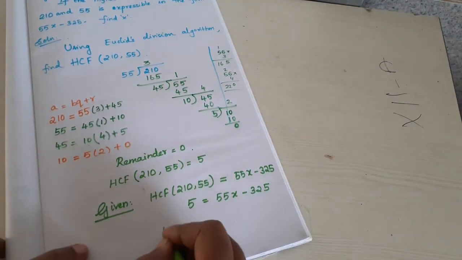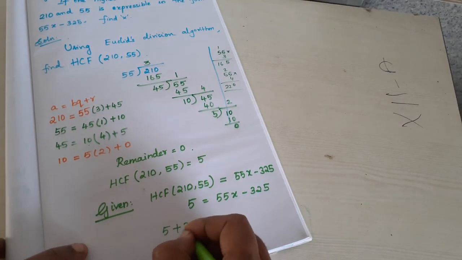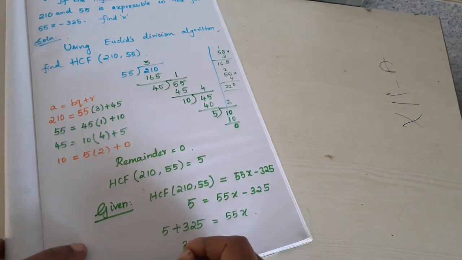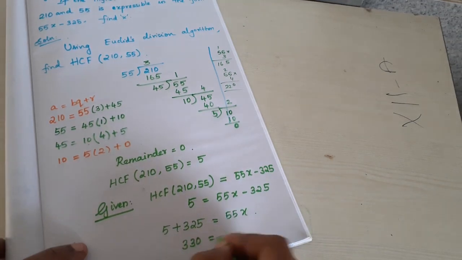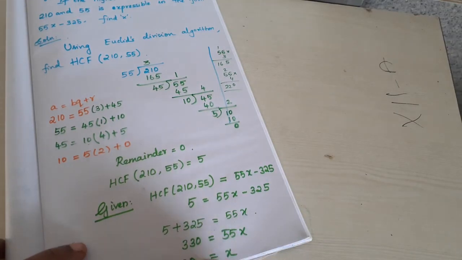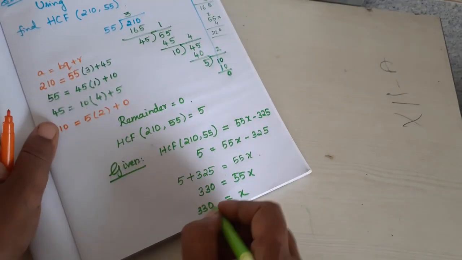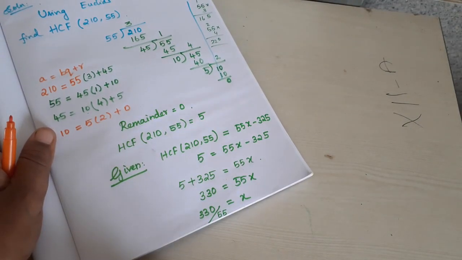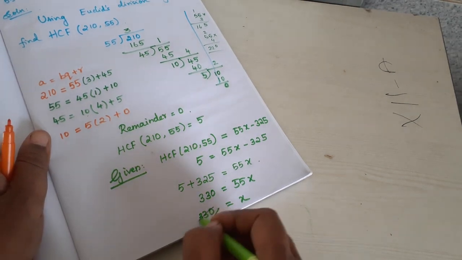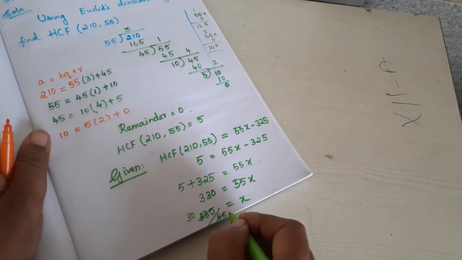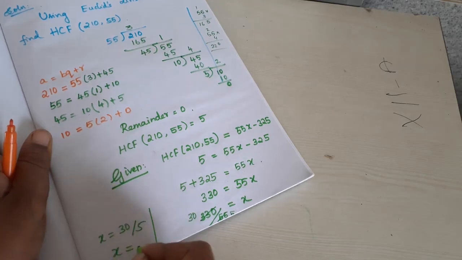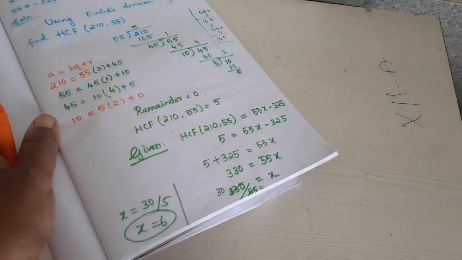From this we need to calculate the value of x. Easy, no? So 5, when transposing 325 to this side, 330 is equal to 55x. So x equals 330 by 55. Cancel, for which table? 11th table, no? So 30 and here 5. So x equals 30 by 5, so x equals 6. This is the answer. Got it, students?